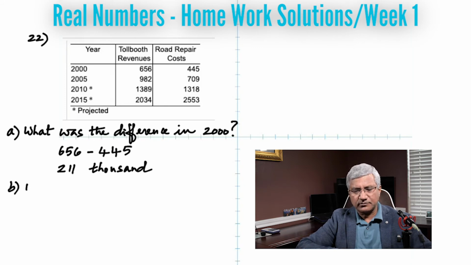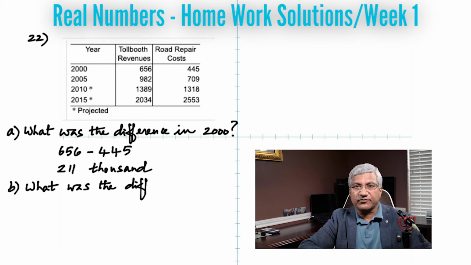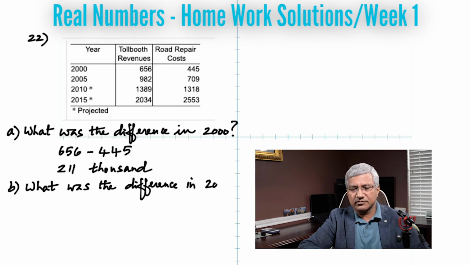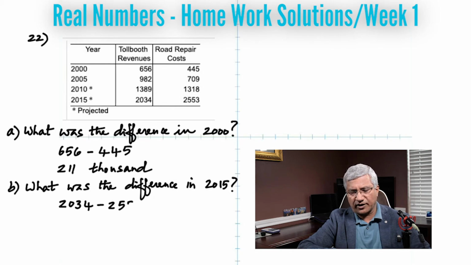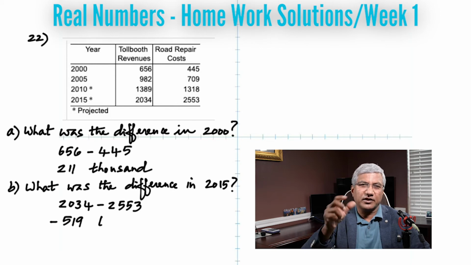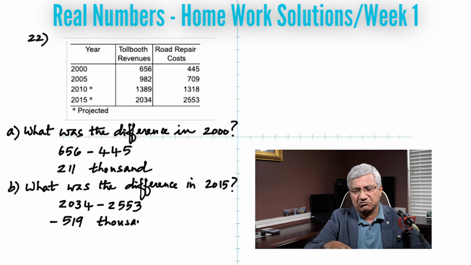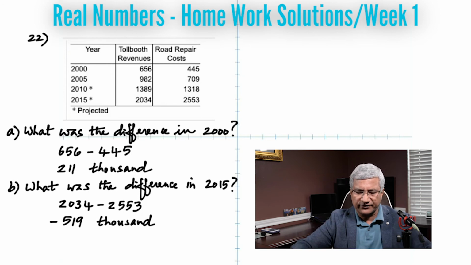Part B. Let's look at part B. So part B says, what was the difference in 2015? So here are the numbers. Difference in 2015. So you have a revenue that is smaller than the road repair costs. Okay. So 2034 minus 2553. Obviously, you find the difference in the absolute values and then put a negative because the bigger number has a negative sign. And you get negative 519,000. Negative 519,000 is the answer.